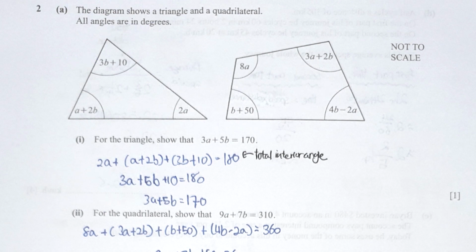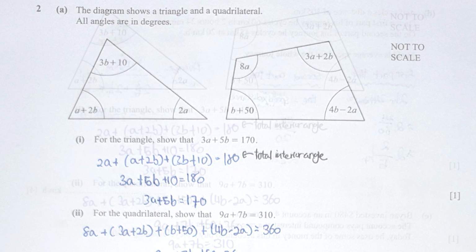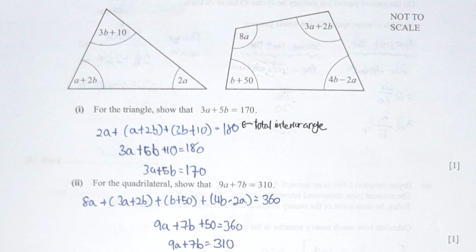As for question 2 here, show that in the triangle 3a plus 5b equals 170. Simply add all the interior angles up, it should equal 180. Run the manual calculation, you should have no issue identifying the statement above. As for part 2, also the same thing. However, the total interior angle of a quadrilateral is 360. Repeat the calculation part, then you'll get 9a plus 7b equals 310.